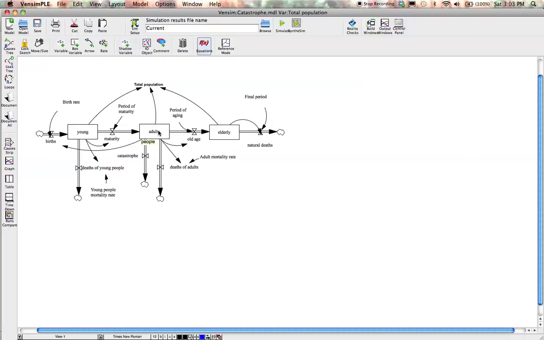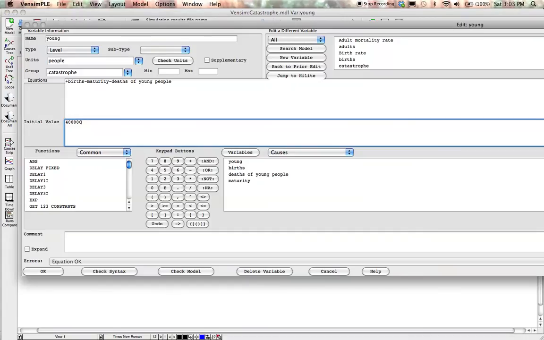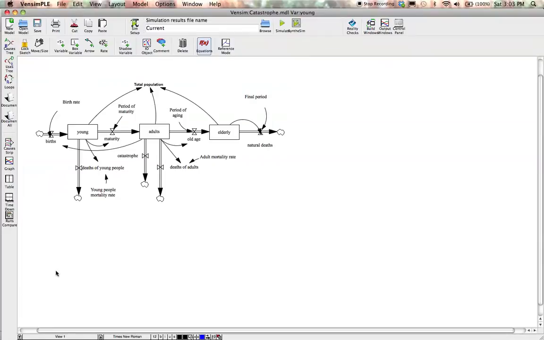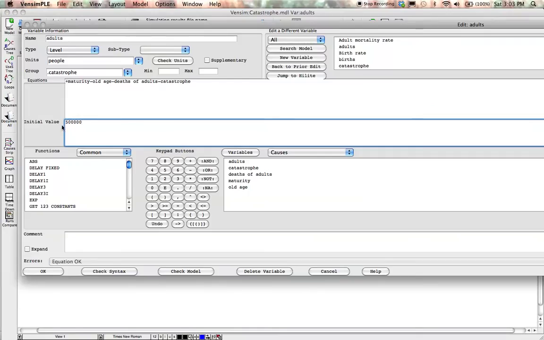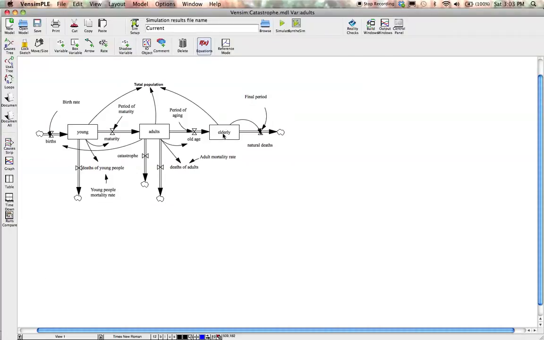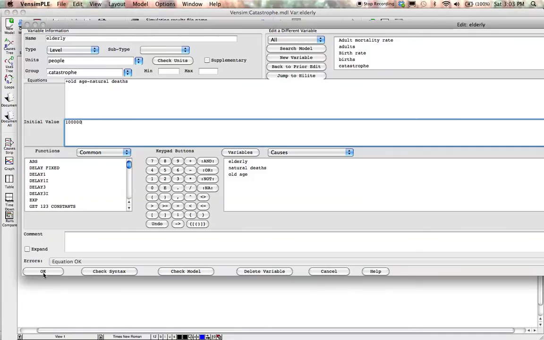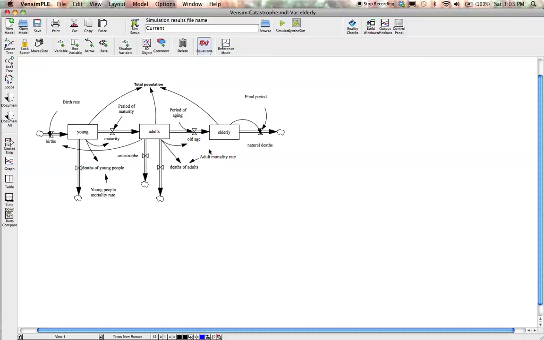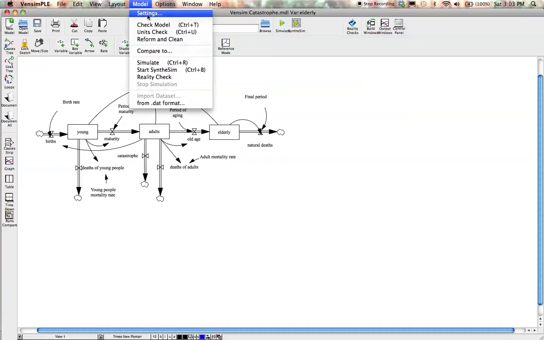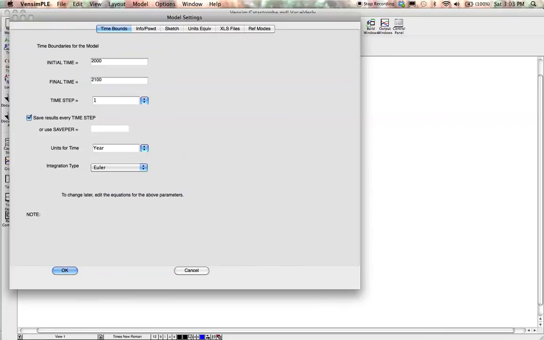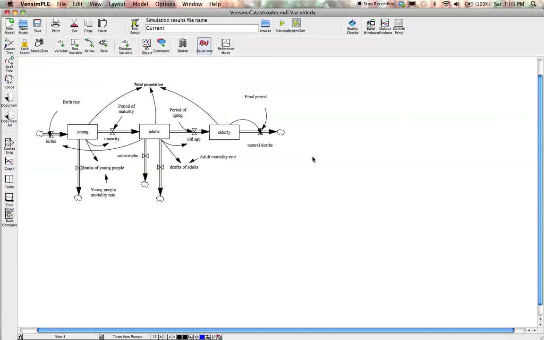One thing that I didn't mention was the initial values. And if we go to the stocks, the young initial population is 400,000. For the adults, it's 500,000, and for the elderly, it's 100,000. So that's the initial state of the population. And if you look at the model settings, you can see that it's a 100-year model from 2000 to 2100. Time step is 1 year. You can change that, but that's pretty much the setup, and you can then run the model.